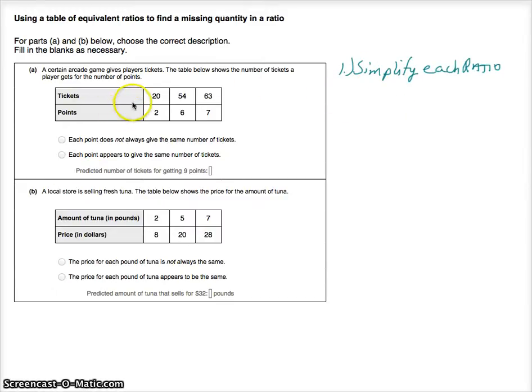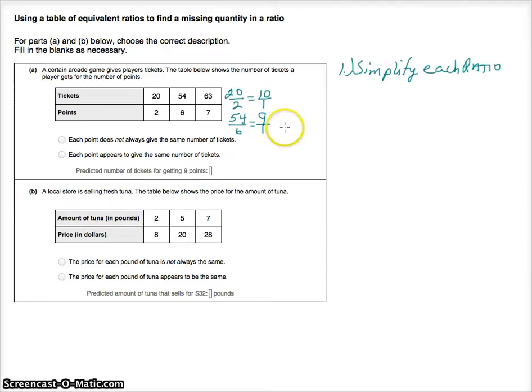So we have to go through and compare tickets per point. What you would do is start by simplifying your ratios. Our first ratio is going to be 20 over 2, and that equals 10 over 1. So for every point we earn 10 tickets. Our next ratio is 54 to 6, and in this case for every 1 point we're going to earn 9 tickets.